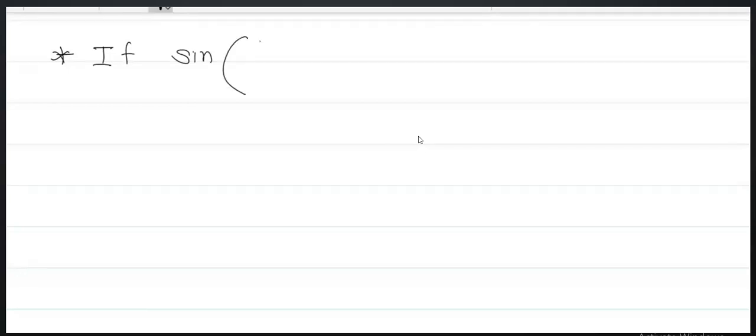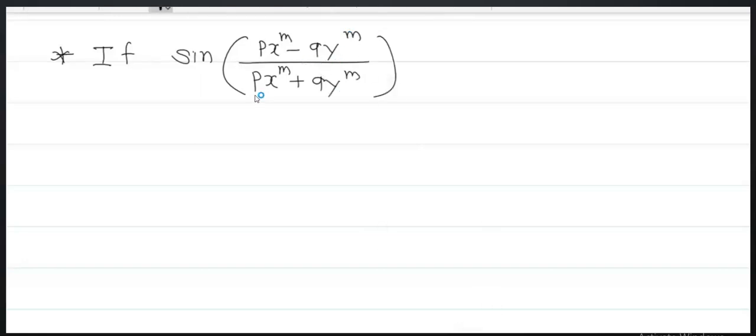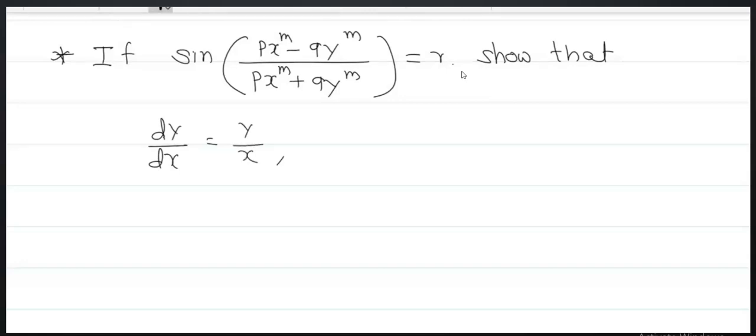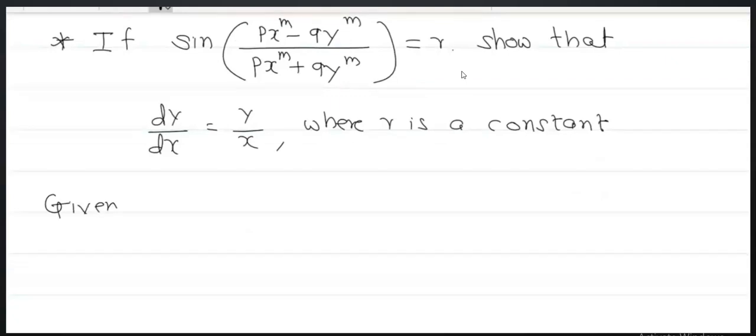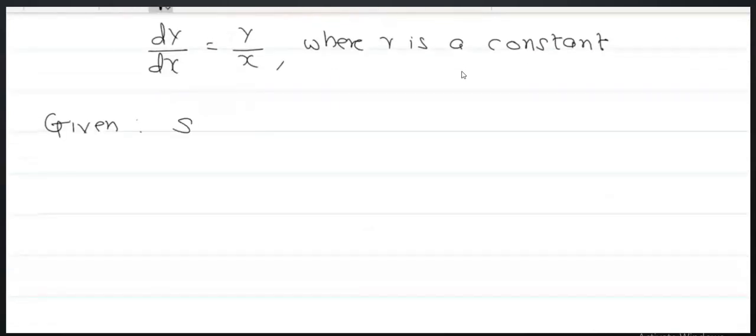Now the next example is: sine of [(px) raised to m minus (qy) raised to m upon (px) raised to m plus (qy) raised to m] is equal to r. Then show that dy by dx is equal to y upon x. All solved examples are very important, where r is a constant.